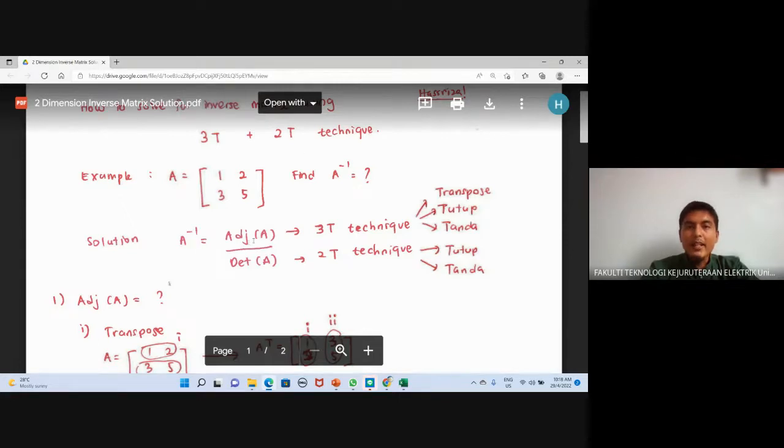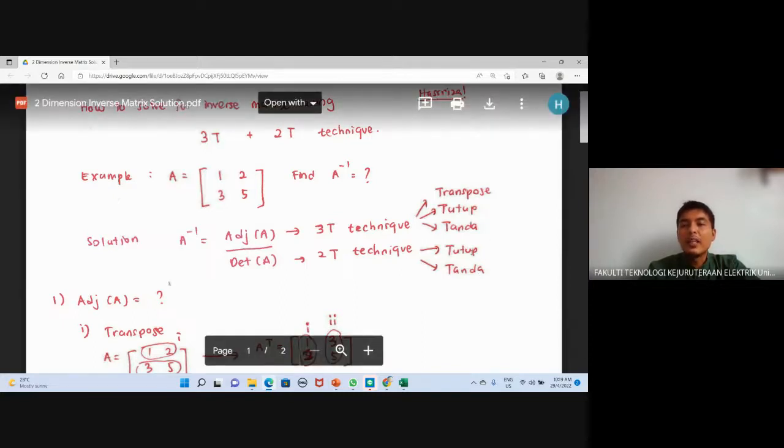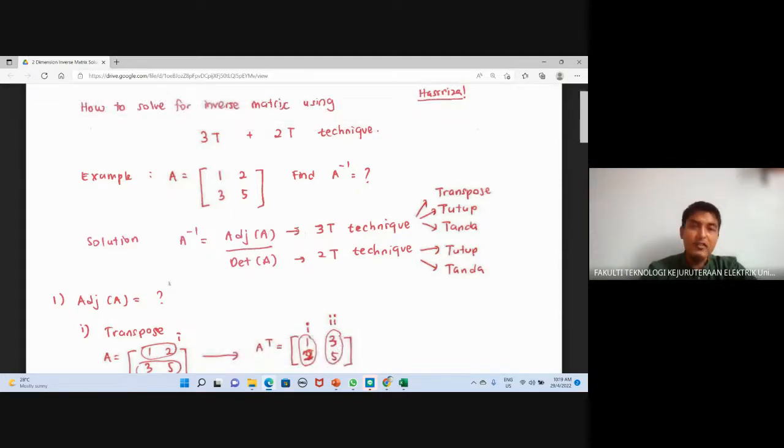For the adjoint, the 3T technique means that you need to follow these 3 steps of T. Firstly, transpose, tutup, and tanda. Transpose means transpose. Tutup means close in English. Tanda is sign. Transpose, close, sign. While for the determinant of A, the 2T technique is tutup, tanda, which means close and sign. So we need to solve it one by one. Adjoint of A first, using the 3T.